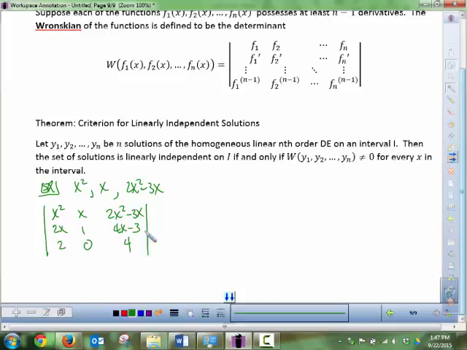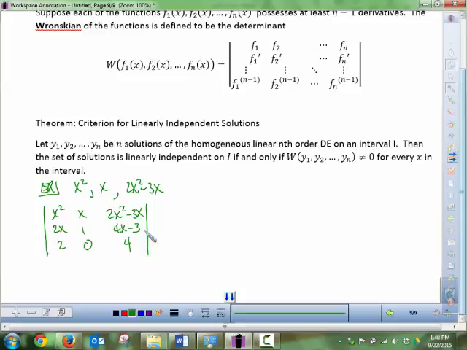To find the determinant of a 3 by 3 matrix, you can put it into Wolfram Alpha and get the answer. All right. To find the determinant of a 2 by 2 matrix, it's easy. You multiply the diagonals, and then you subtract them. And we'll do an example of that.